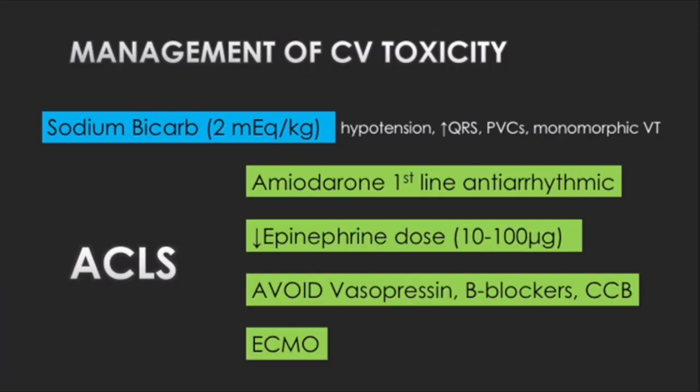So in addition to calling for the intralipid, you can give sodium bicarb at 2 mEq per kilo, and this is for any evidence of any EKG changes, any cardiovascular compromise. And if you happen to start your ACLS algorithm, there are just a couple tweaks. So you want to use amiodarone as your first-line antiarrhythmic. If you give epi, make sure you give it in a smaller dose. So instead of giving your 1 milligram of epi, you can go down to 10 to 100 mics. Avoid vasopressin because of its arrhythmogenic properties.